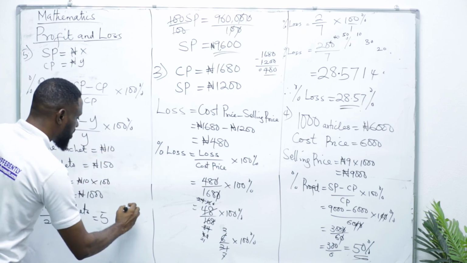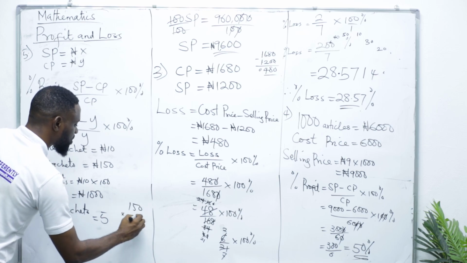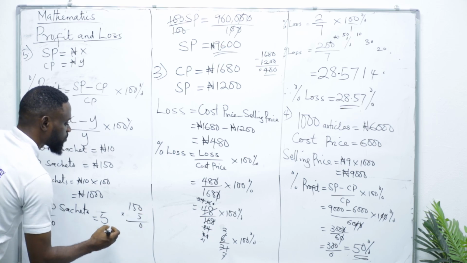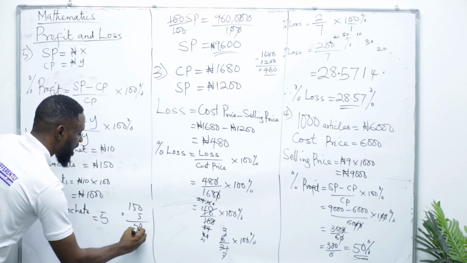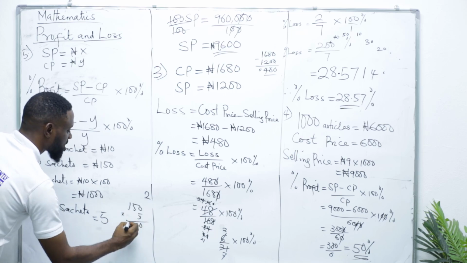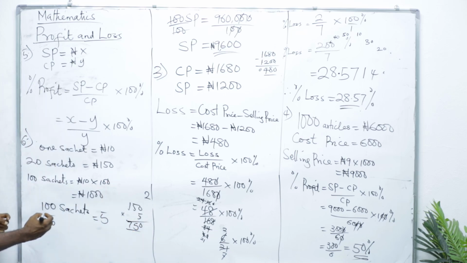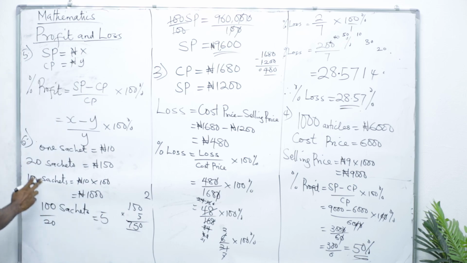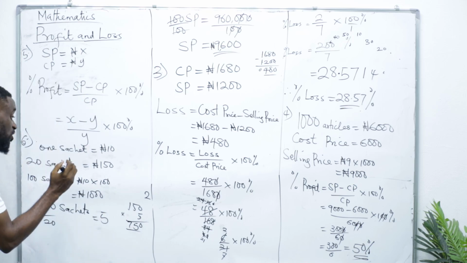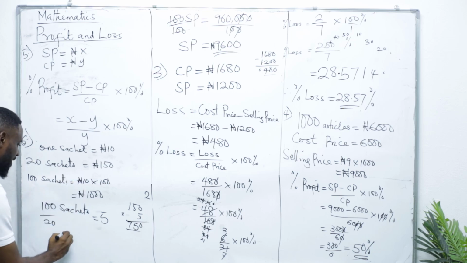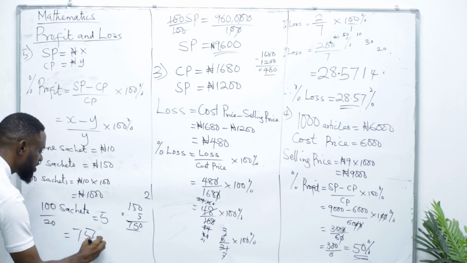Do you understand? So it means 150 times 5. So this will be 0. 5 times 5 is 25. Write down 5, carry 2. 5 times 1 is 5, plus 2 is 7. So it's 750. So when this person buying 20 sachets at once comes to buy 100 sachets, what he will pay is, instead of 1,000 naira, he will pay 750 naira.